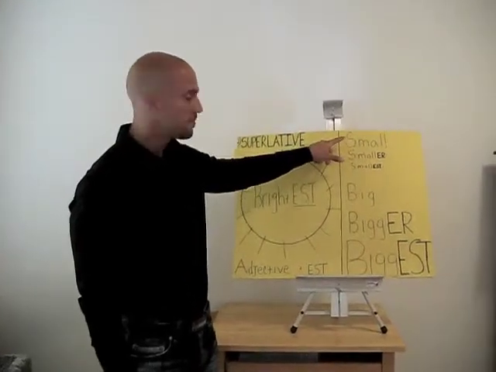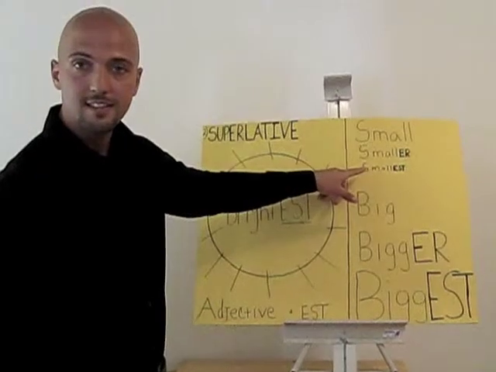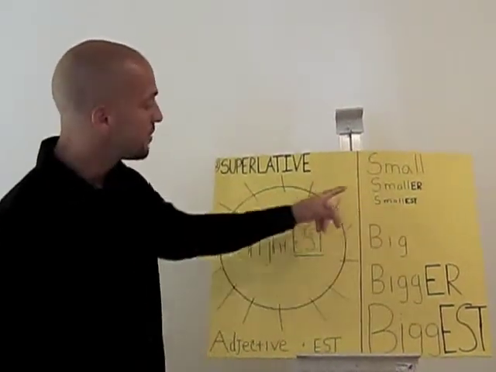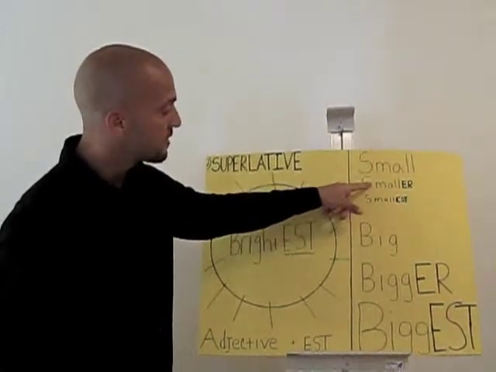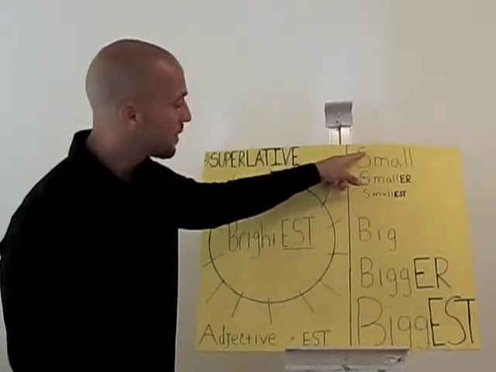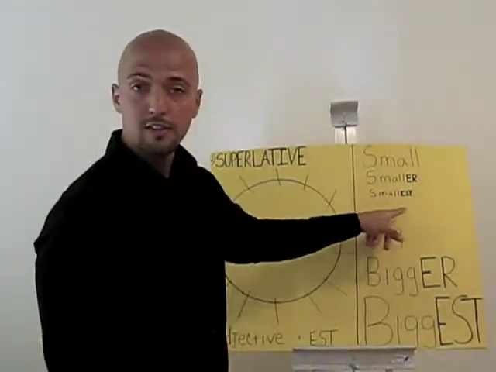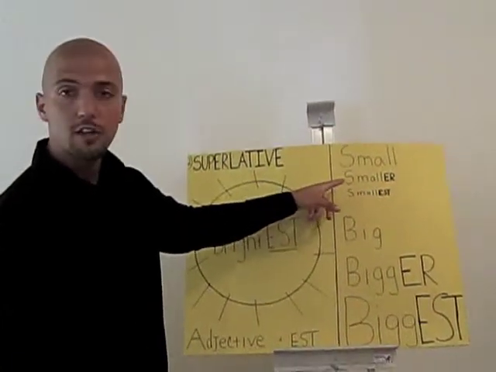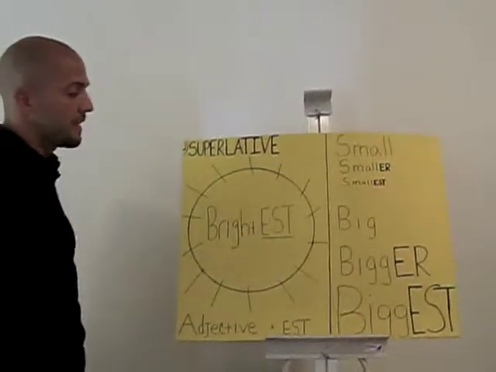Small, smaller, smallest. Small is the adjective, the base word. Smaller is the comparative, because this is smaller than this one. And smallest is the superlative, as you can see. Can you say it again with me? Small, smaller, smallest. Let's try it again.